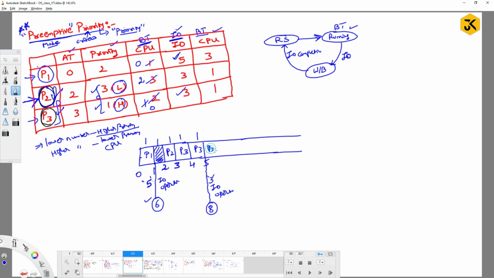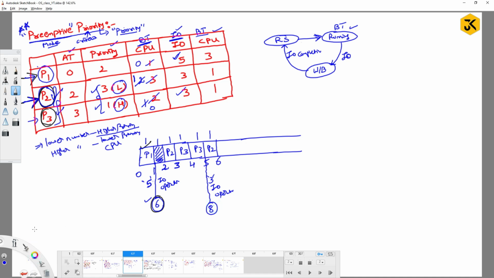So P2 will be given a chance for 1 unit and it completes 6 units. It is left with 1 unit, right? By the completion of 6 units, there will be one more process which is readily available for us. That is P1. Now P1 is available and P2 also available. Why P3 is not available? Because it will complete by 8 units of time.